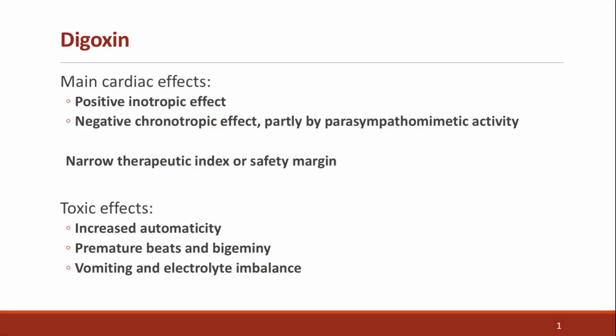Thus, the main effects of digoxin on the heart include a positive inotropy, or increased contractile force, and a negative chronotropy, or reduced heart rate. This negative chronotropy is partly via drug-induced vagal stimulation, causing a parasympathomimetic effect. Digoxin is notorious for its low safety margin. Adverse effects include a narrow therapeutic index, causing arrhythmias such as premature beats, bigeminy, and specific electrocardiography changes. The parasympathomimetic effects may lead to nausea, vomiting, and electrolyte disturbances.